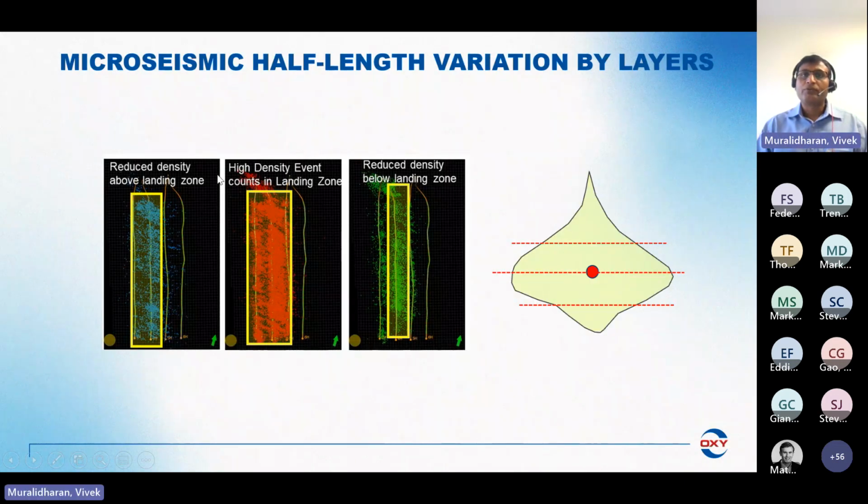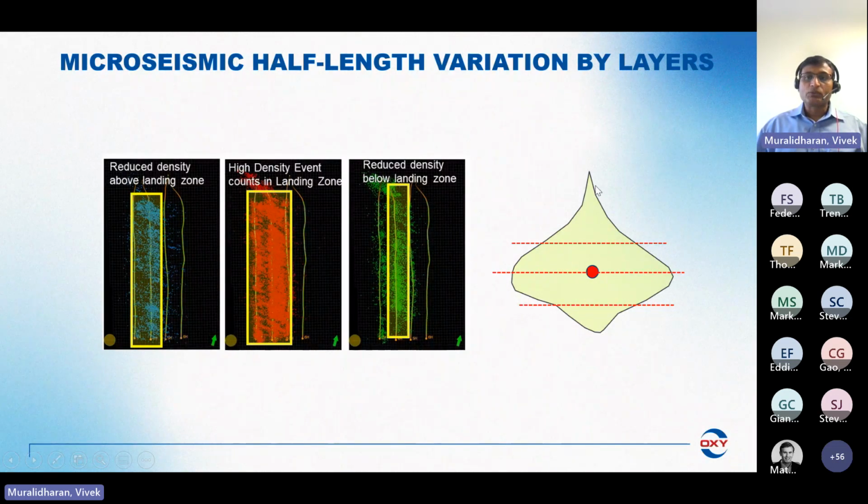Okay, and also from the microseismic, to have evidence whether the simulation is coming out in line, we sliced different layers. What we found was that in the landing zone, you can see the box size, this is XF, is coming out a lot higher with more event counts. And as you go above and below, you can see the box size has some truncation in the XF, with lower event counts.